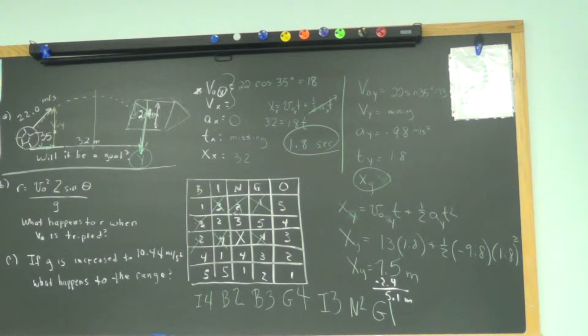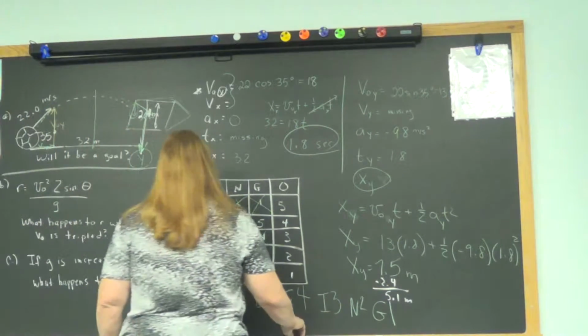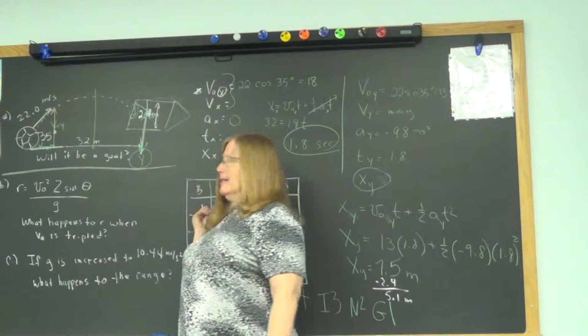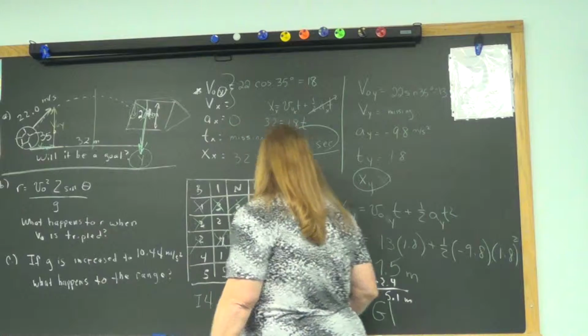So, what's their bingo number? No, he wasn't close. He got his frowny face. We need to get some O's. Alright. If you got 7.5 meters, when you put the numbers in and crunch them out, you can cross out B1. Sure, I guess we can.